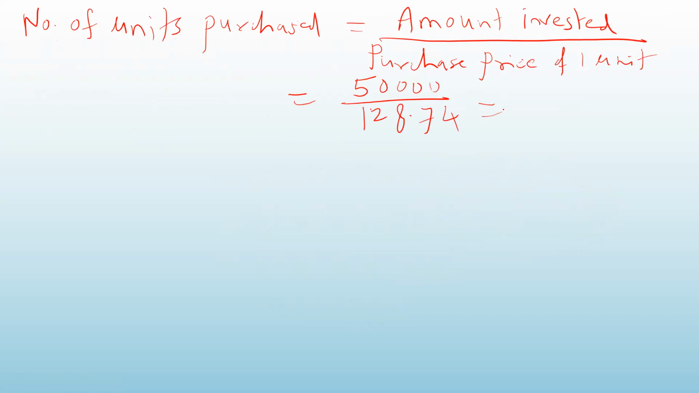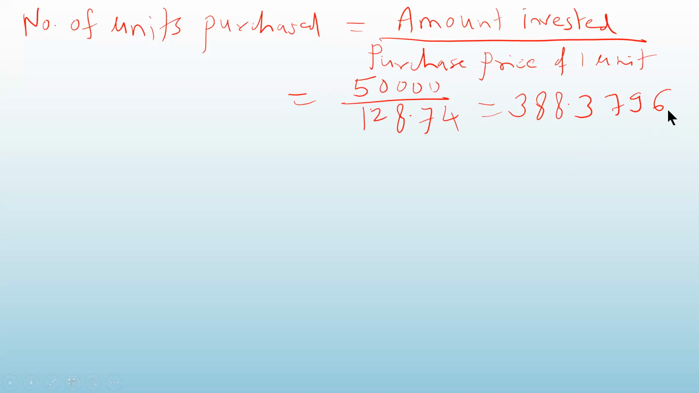50,000 divided by 128.74. That will give you 388.3796. I've taken 4 decimal places. As I told you, we will keep it fixed that after the decimal, we will take 3 digits. So I want to take only up to 3 digits.